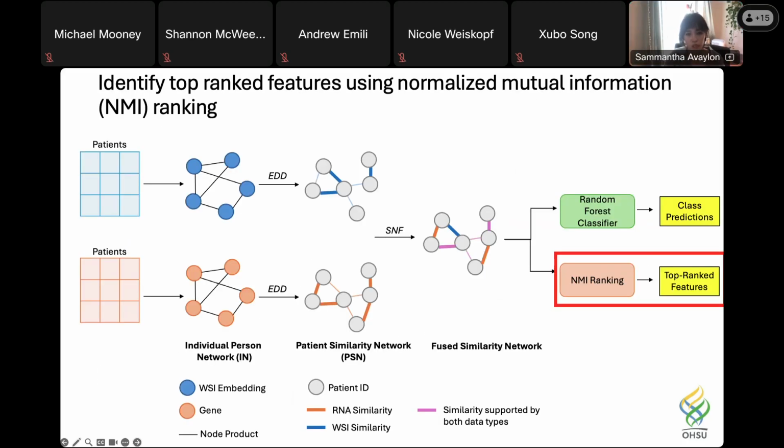And so to do this, we use normalized mutual information ranking, or NMI ranking, which essentially measures how each feature influences or contributes to the model's results. And so by using this approach, we really are able to answer our initial question of can we identify novel genes outside of the PAM50 classifier, as well as identify a minimal gene set that could be used in addition to imaging for molecular subtyping.